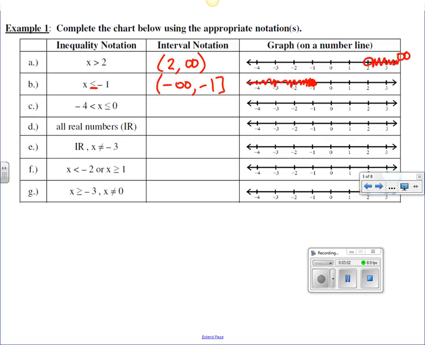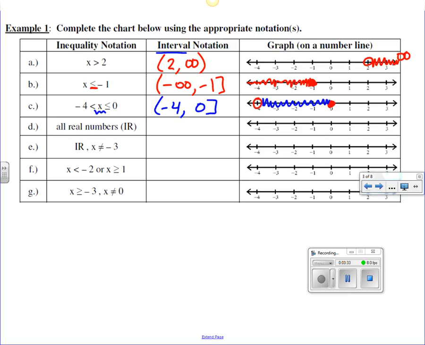Okay, the next one, x is between negative 4 and 0. So at negative 4, I put an open circle because it doesn't have a line underneath it, and I put a closed circle at 0. And x is between them, so I shade in between. For this interval, I'm going to do a parenthesis for negative 4 because it doesn't have a line underneath, and then a bracket at 0.